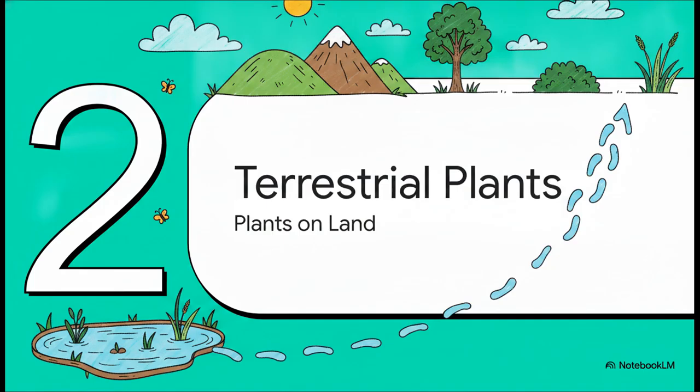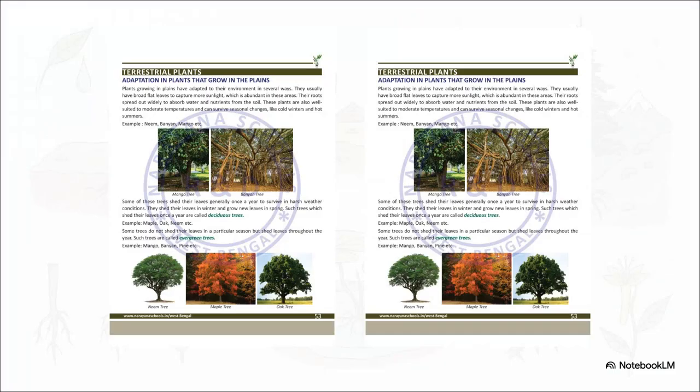Okay, moving on to Section 2. Let's step out of the pond, travel onto dry land, and look at terrestrial plants. Terrestrial just means growing on land. Let's start with the plains, right where most of us live. Plants here usually have broad, flat leaves to catch lots of sunlight. But some have a neat trick. Trees like the neem and maple shed all their leaves once a year, usually in winter, to survive the harsh weather. We call these deciduous trees.